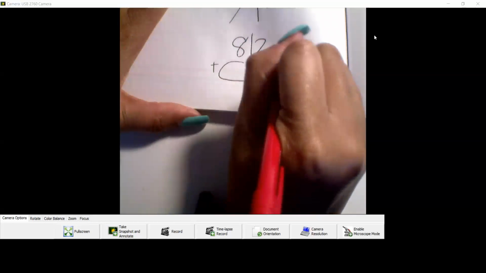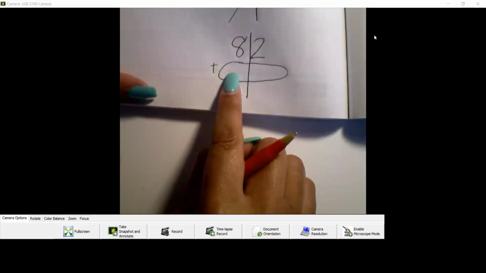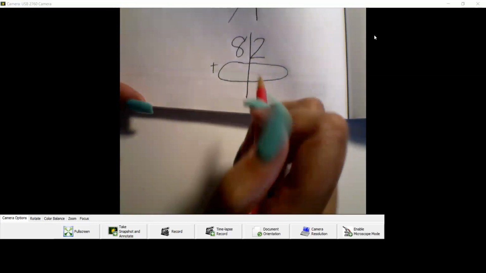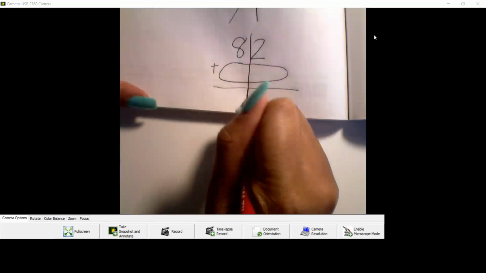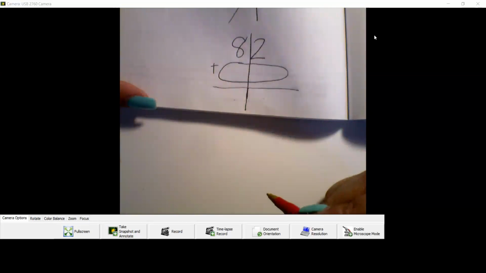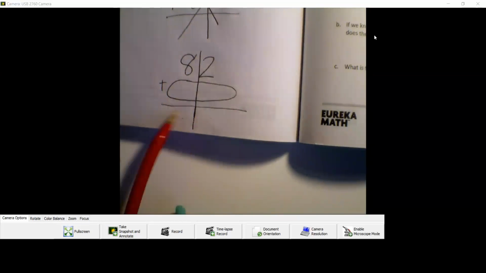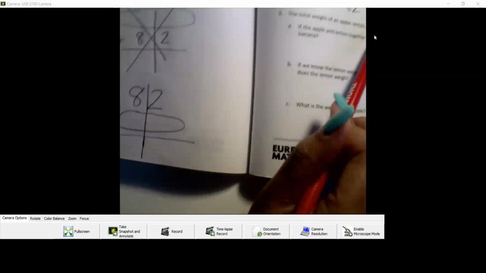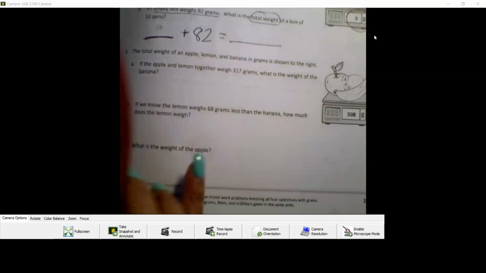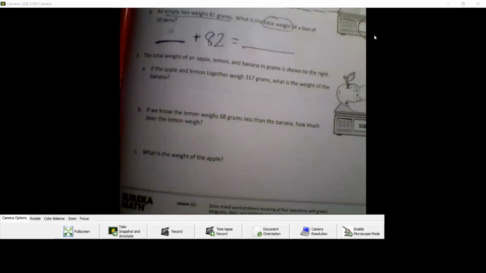82 plus whatever number you got in 2A goes here. Then you're going to add them. And that is your answer. Whatever you got in your addition problem, whatever your answer was, goes right on this line. And that's it for page 197.